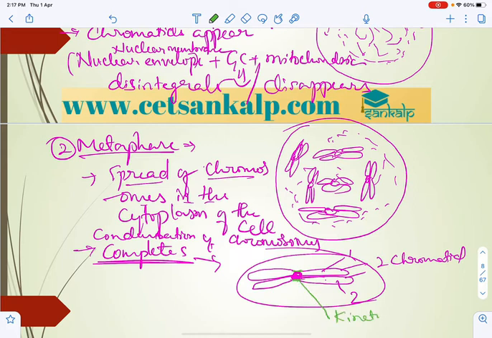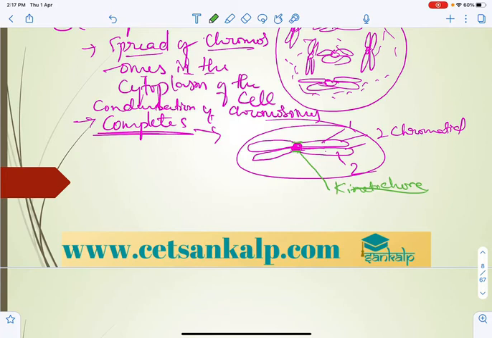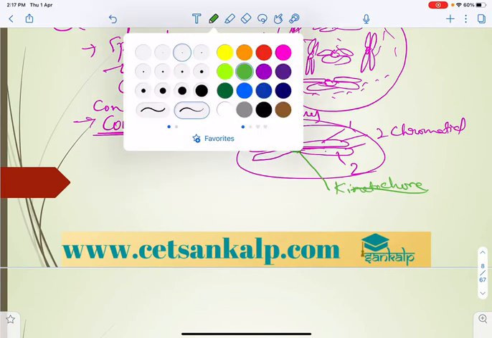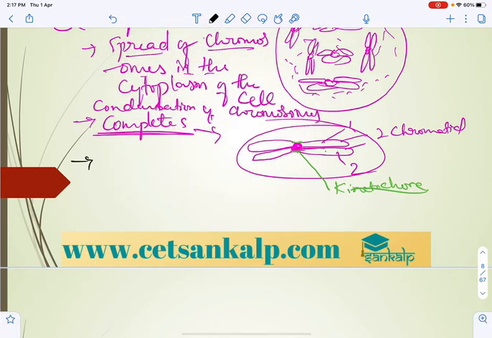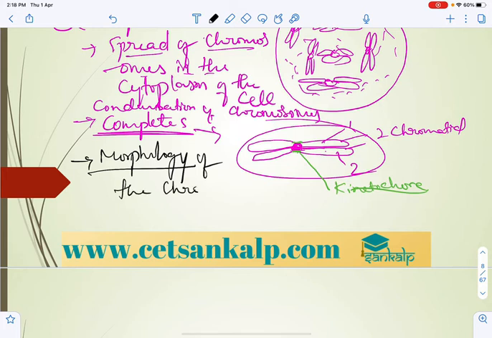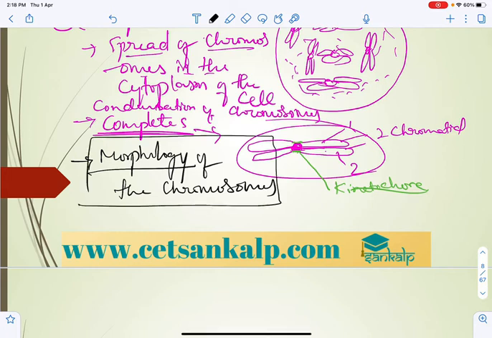So that is the kinetochore. Now the condensation completes, and the structure I have described can be visible under the microscope. Chromosomes can be visible under the microscope, hence the morphology of the chromosomes can be studied. In which phase? In the M phase, that is the mitotic phase, mainly in karyokinesis, that is metaphase.